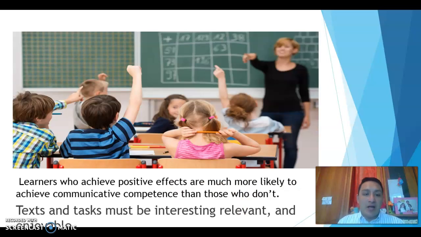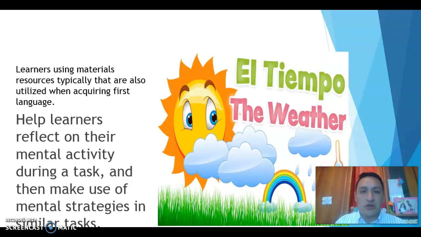The third one is that learners who achieve positive effects are much more likely to achieve communicative competence than those who don't. Or we can note that the texts and tasks must be interesting, relevant, and enjoyable. So if you have happy students, you are going to have a positive effect on the students.